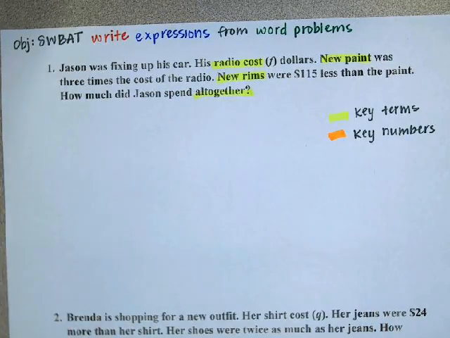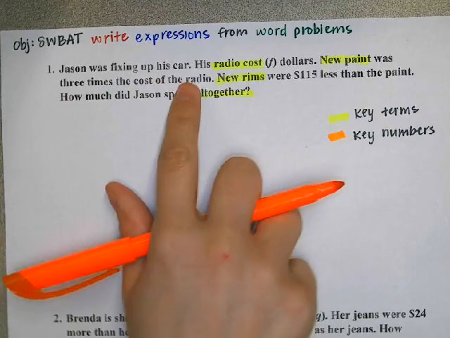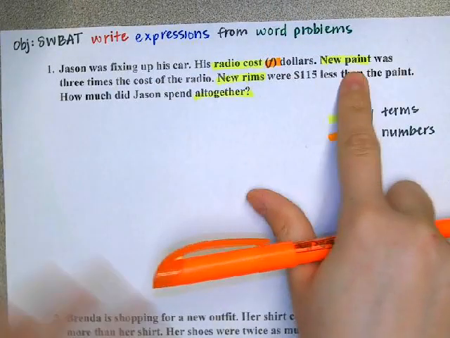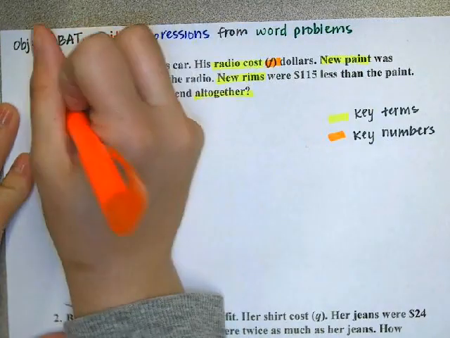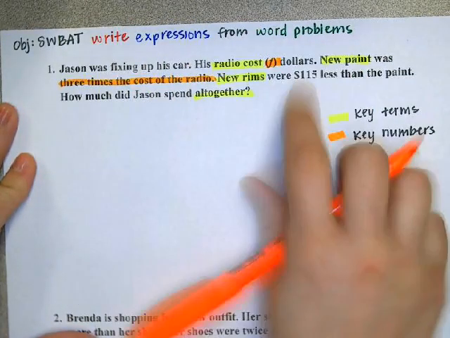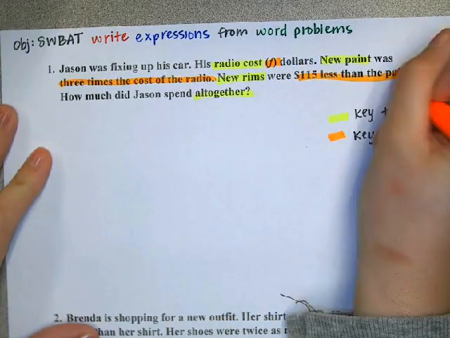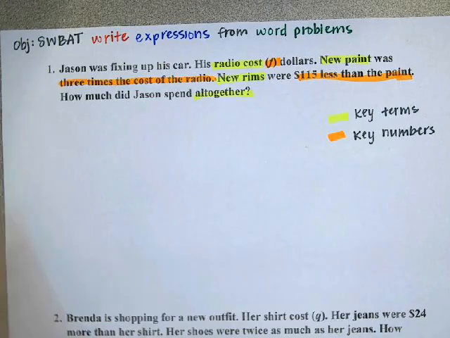So the next thing I'm going to do is I'm going to read it again and highlight my key numbers. So Jason was fixing up his car. His radio cost $F, so I know $F. New paint was 3 times the cost of the radio, and rims were $115 less than the paint. How much did he spend altogether?